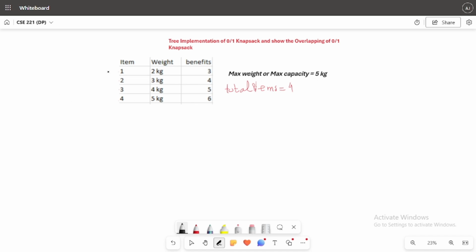Okay, now we have to find the total item. What is the total item? Item 1, 2, 3 and 4. So the total item is 4, right? Let's write total item is 4.